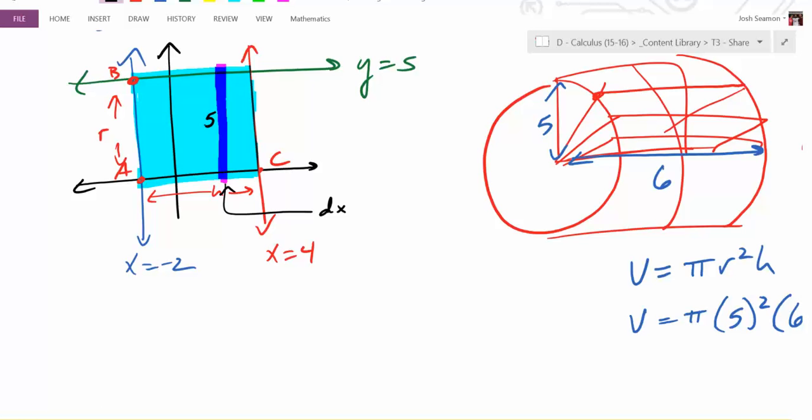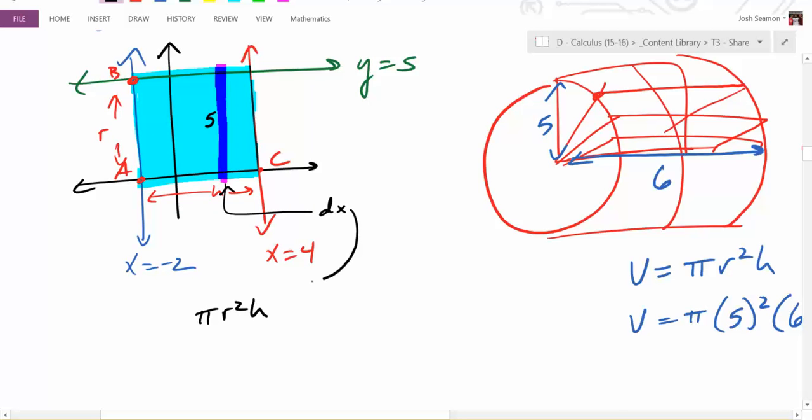If you spin this rectangle, what do you get? You get a cylinder. It's a very, very skinny cylinder, right? Looks like a little coin. Does everybody get that? What's the volume of that? Remember, we already know what the volume is for one cylinder. It's pi times r squared times h.